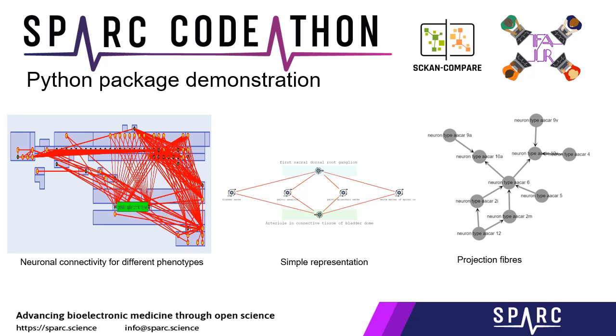We have also a simple representation of selected regions. You can go and select in the Python package the specific region and it will plot the simple representation. We also have projection fibers, which basically says that neuron A projects to neuron B.